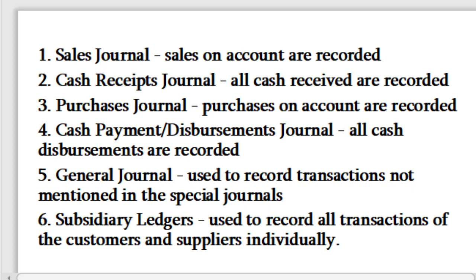Next, cash receipts journal. All cash received are recorded. Dito sa journal na ito, pwede yung nakapagbenta tayo in cash, or kapag naka-receive tayo ng payment, or nakapag-collect tayo sa ating customer. Dito natin siya nire-record. Next, purchases journal. Purchases on account are recorded. Dito natin nire-record lahat ng binili natin na inutang natin. Again, purchases on account.